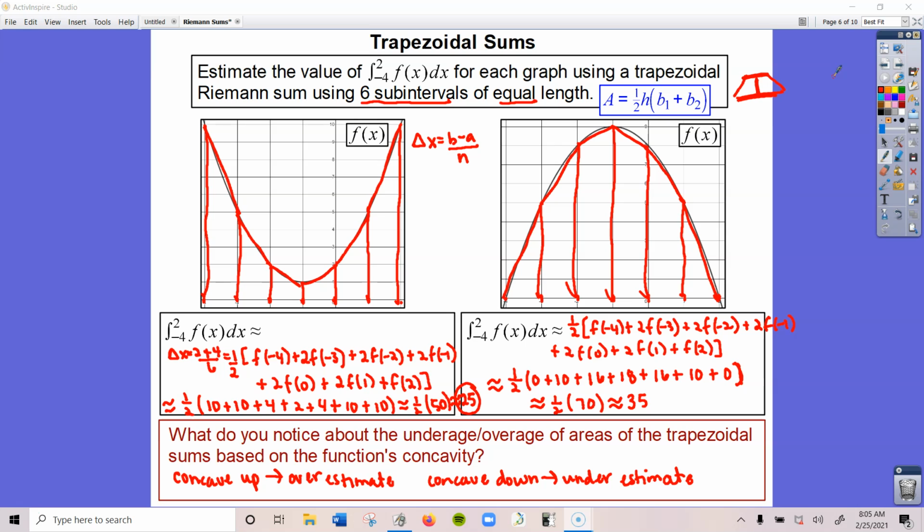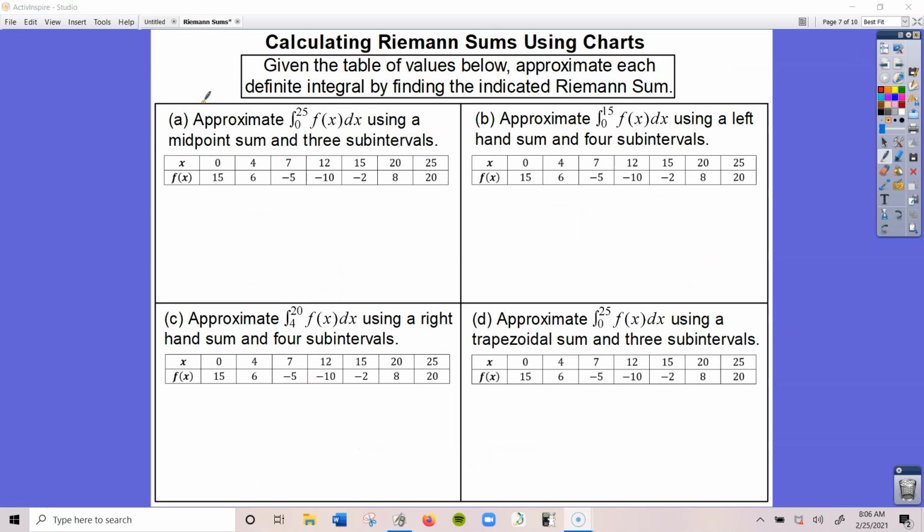Now that we've covered all four of the types of Riemann sums, let's look at how we would apply Riemann sums using charts. So for this first one, it says to approximate the integral from 0 to 25 of f of x dx using a midpoint sum and 3 subintervals. So I've got to find a way of taking this chart and dividing it into 3 parts. Since this is a midpoint sum, that means that we're going to need a value in the middle between 2 points. So I'm going to try dividing it like this.